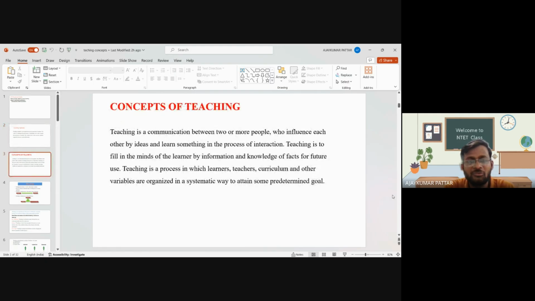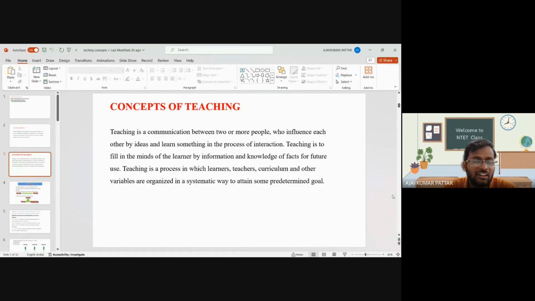Next, in the concepts of teaching, it is important to know what teaching is. I request all of you that whatever concept I am telling you, you should think of it in the broader sense, not the narrower sense. Don't think only about classroom teaching or particular specific teaching methods. Think of all the ways of teaching, what happens in our life, then only you can understand the concepts of teaching.